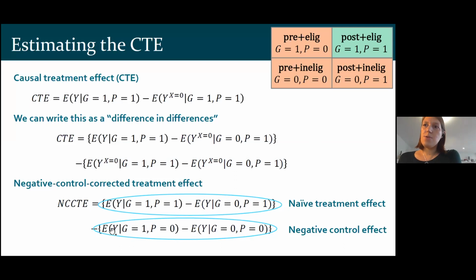So let's have a little look at this negative control effect. It's the difference in the outcome in that pre-Ivacaftor era, so before 2012, between the two genotype groups. Now, if in this period no one was receiving the treatment, and we see a difference between those two groups, we know that it's due to genotype, not due to treatment. If we see no difference there, this reverts then to this naive treatment effect. So if our negative control effect is 0, that's telling us that there's no direct arrow from G to Y that we need to worry about.